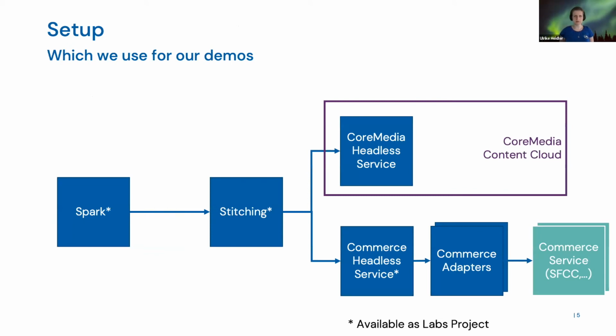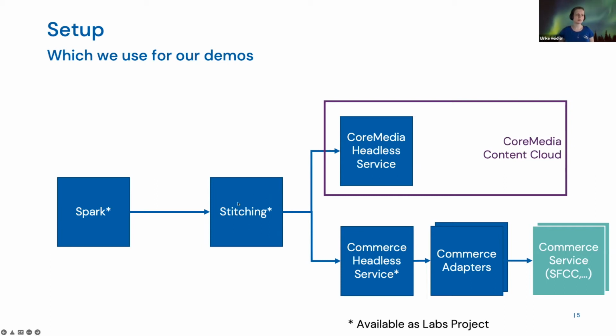So how does the setup currently look? Very simple. We have our CoreMedia Content Cloud system here on the left side. Compared to the classic delivery, we are not using the CAE to render. We are using our headless service. Headless service communicates in JSON, using GraphQL as the query language in here. And this one is connected.